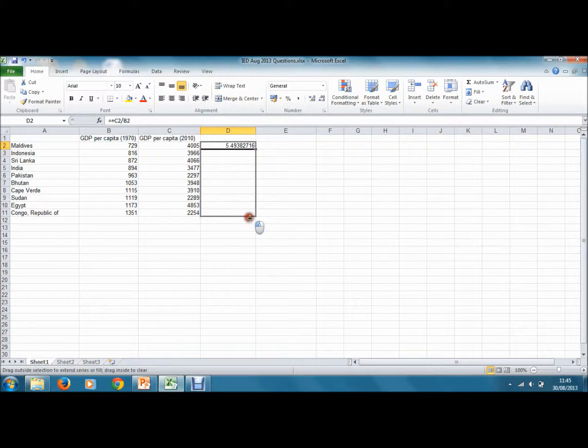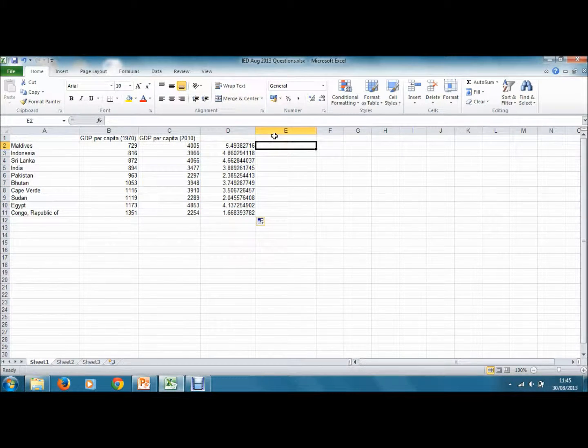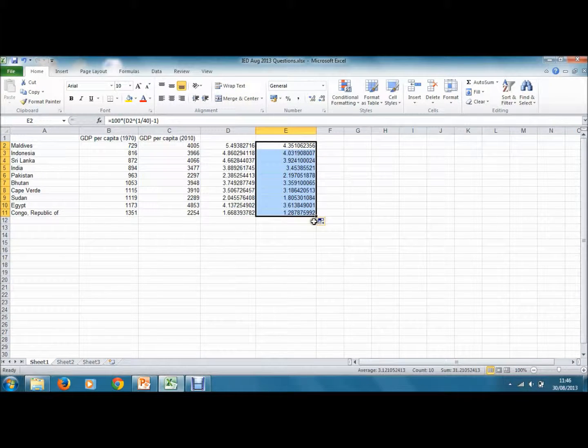Now I can straightforwardly use the formula we developed, and in this cell I'm going to type 100 multiplied by this ratio raised to the power 1 over 40, because there are 40 years in my sample, minus 1. That should give me the compound growth rate. And then again I'm going to copy that cell entry down here. That will give me the compound growth rate for GDP per capita for each of the countries in my sample.